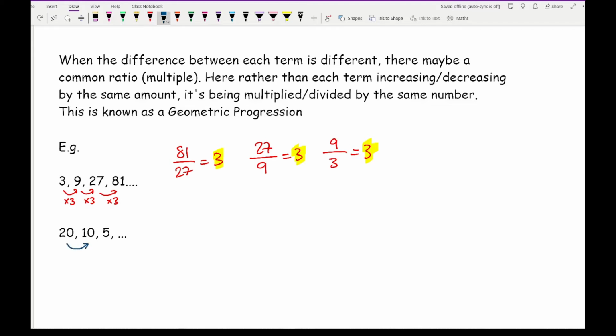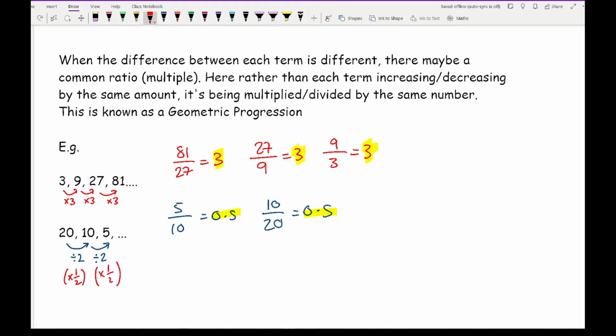Here, as you can see, what we're doing is dividing by 2. Again, if I pick any two consecutive terms, so let's go for 5 over 10, that's going to equal 0.5. If I did 10 over 20, that's going to be 0.5. Each of these common ratios are the same, so therefore it's classed as a geometric progression. If you're wondering where I'm getting my divided by 2 and 0.5, dividing by 2 is the same as multiplying by a half. So it's both the same thing.